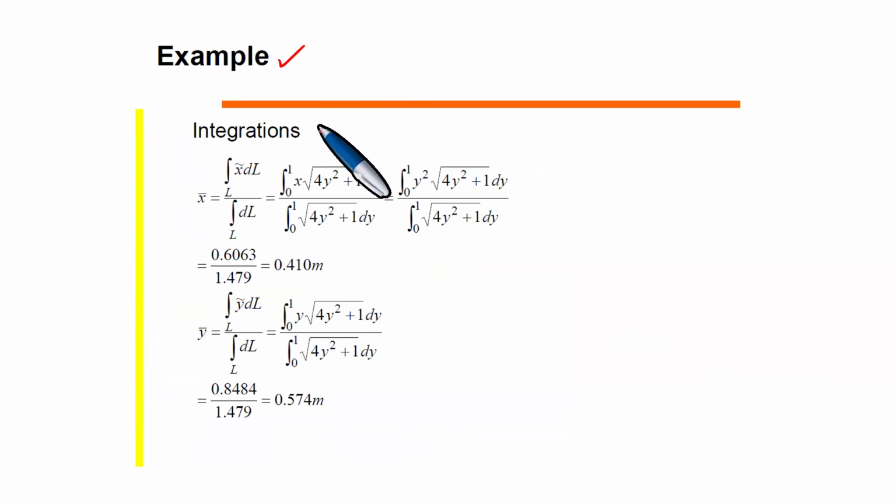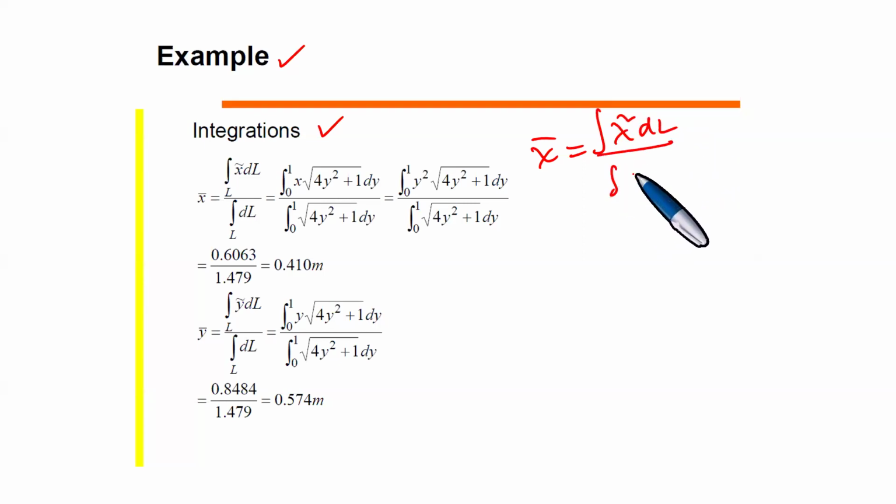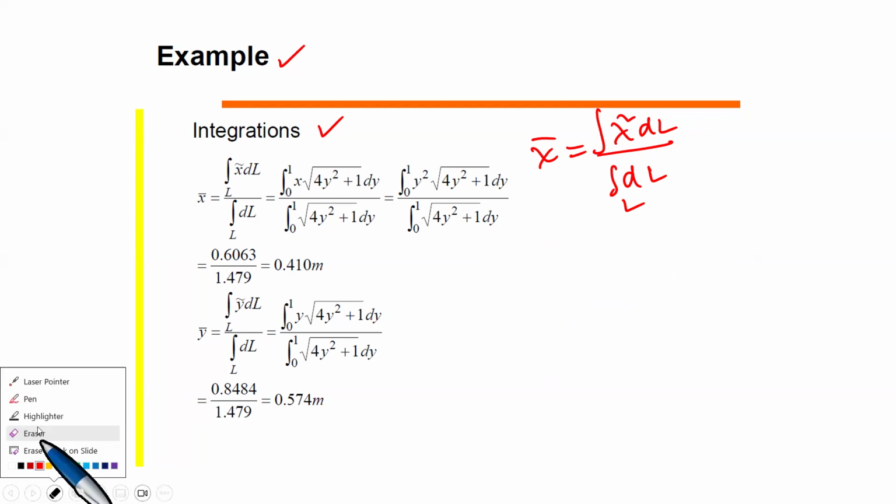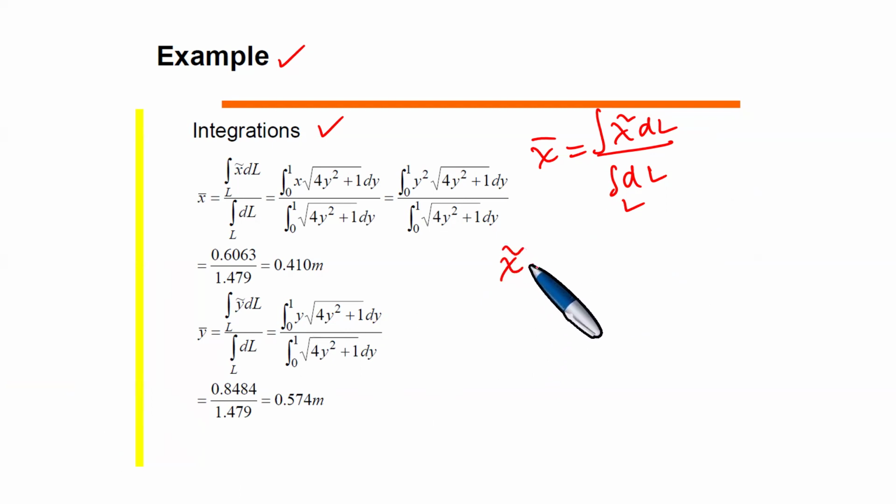Let's look at the examples and integrations that pertain to what we need to do here. What are the integrations that you need to do here? First things first, let us look at the fact that x tilde is given by the integral of x tilde dL divided by the integral of dL. So this is the formula we use, but let us analyze this formula together. If this is the formula, what then are we able to achieve here? We're able to achieve that this is exactly the integral.